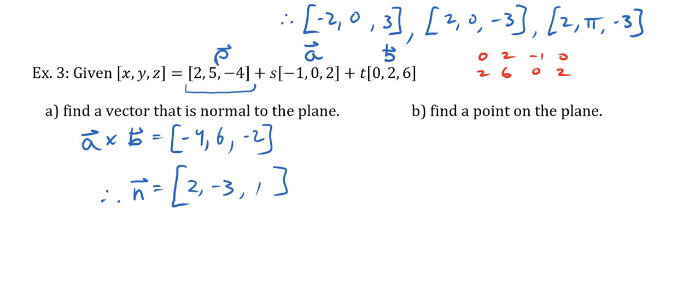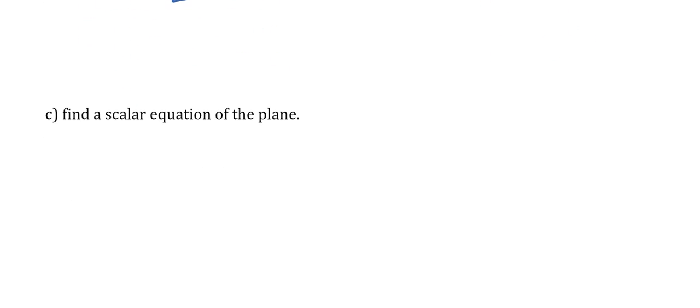Let's make it a little bit easier. Find a point on the plane. Just use our position vector as a point. That's what it is by definition, so I can just use that. Again, you don't have to make it complicated. Find the scalar equation of the plane. How are we going to do that? Once you have the normal, you've got most of it. We've got the normal and a point. We can come up with the scalar equation of the plane.